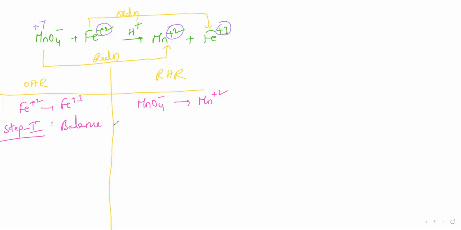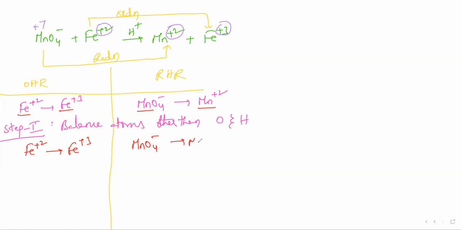What is step 1? Balance atoms other than oxygen and hydrogen. Other than oxygen and hydrogen, what are the atoms present there? Here one iron, here also one iron. No need to balance, right? As it is. Here also one manganese, one manganese. No need to balance. Done.